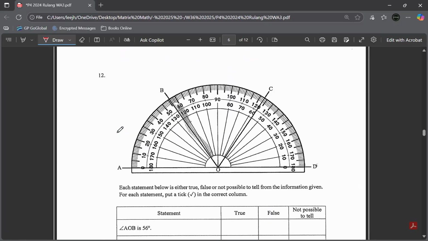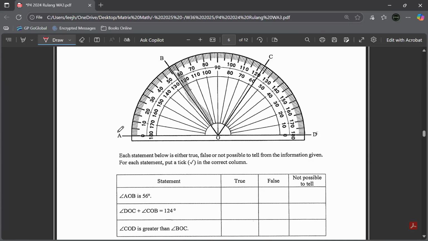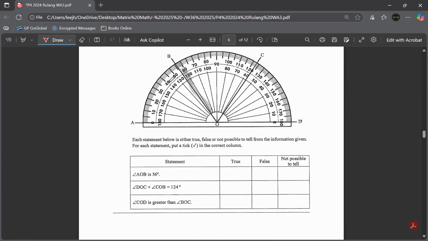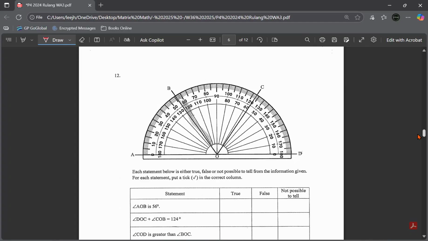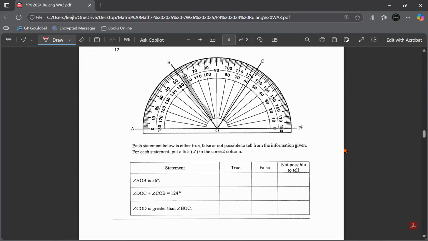Question number 12. Wait, let me just do this so you can see. Question 12: each statement below is either true, false, or not possible to tell from the information given. For each statement, put a tick in the correct column. So they say AOB is 56 degrees.